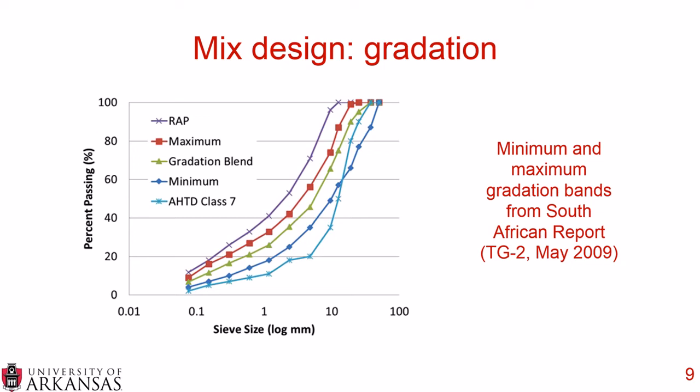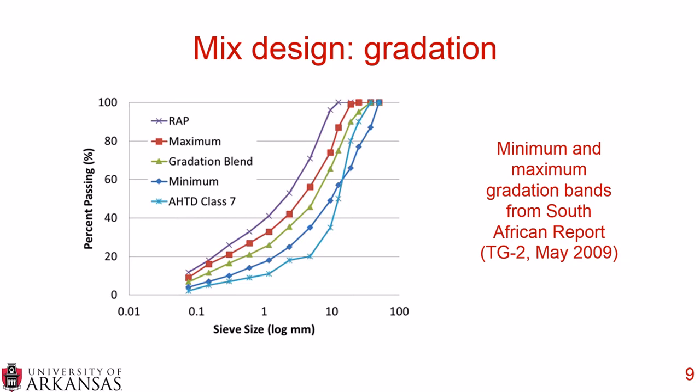The objective was to get that blend in between the maximum and the minimum gradation bands. Those maximum and minimum gradation bands were from the South African report on full depth reclamation, also called TG-2, which was released in May 2009.